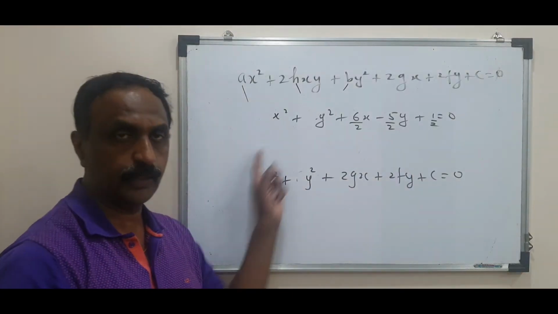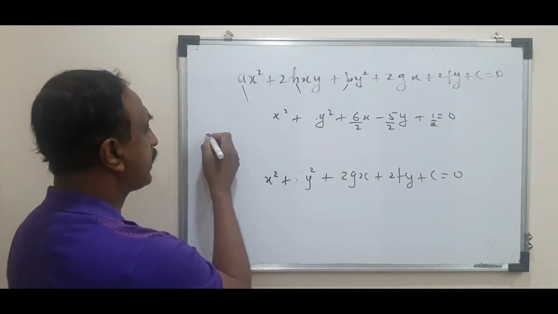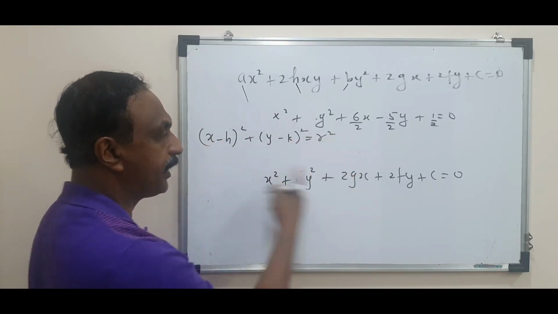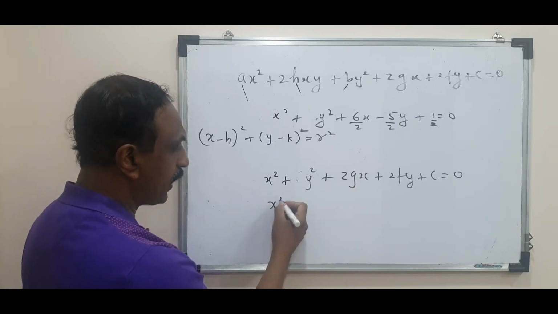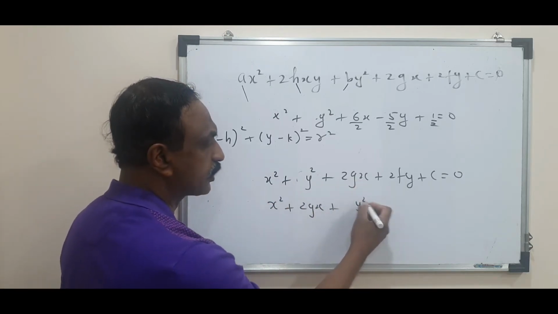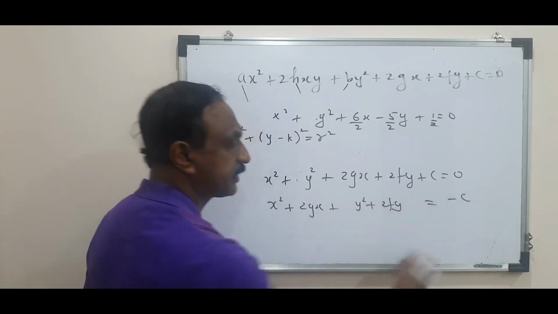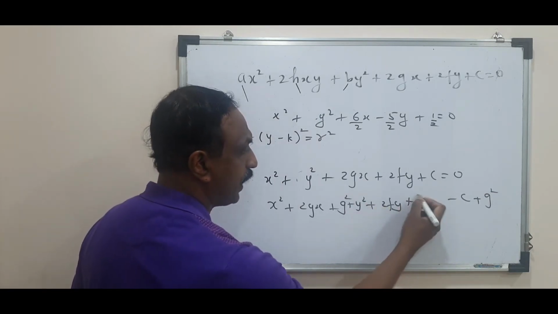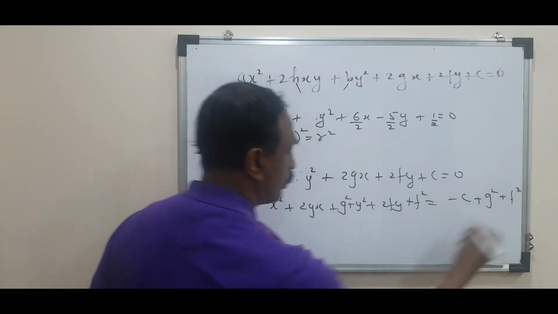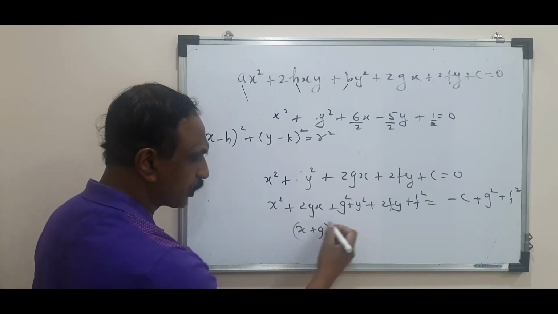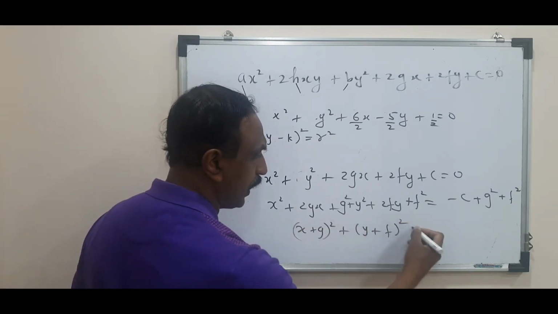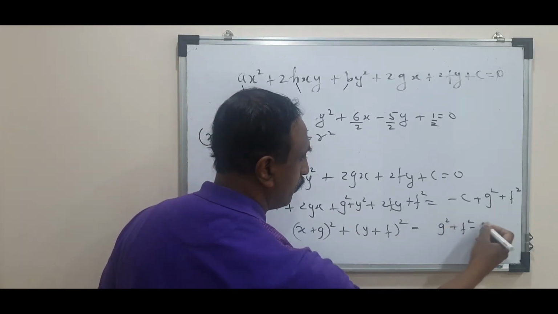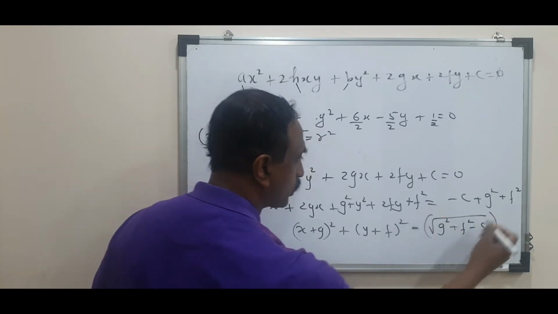And this equation can be converted to x minus h the whole square plus y minus k the whole square equal to r square. This format you can make. How do you do that? x square plus 2gx plus y square plus 2fy equal to minus c. Add a g square, add an f square. So I can say this as x plus g the whole square plus y plus f the whole square equal to g square plus f square minus c, whole under a root and a square.